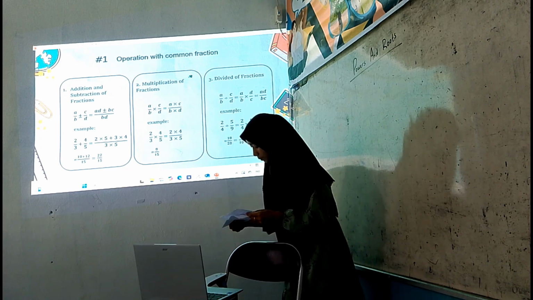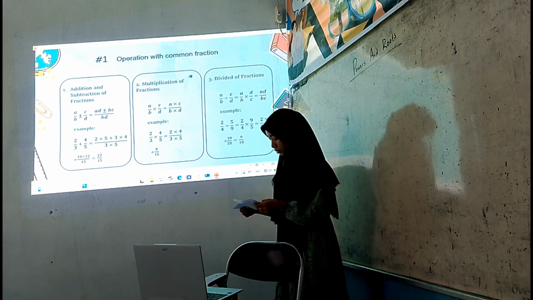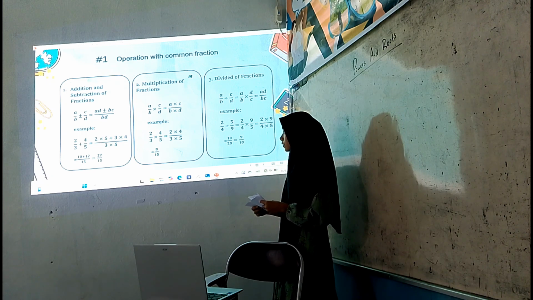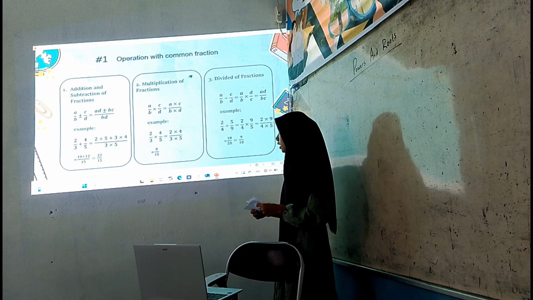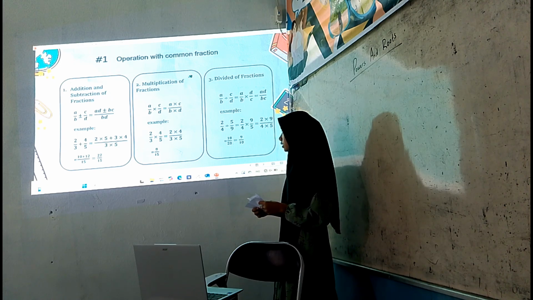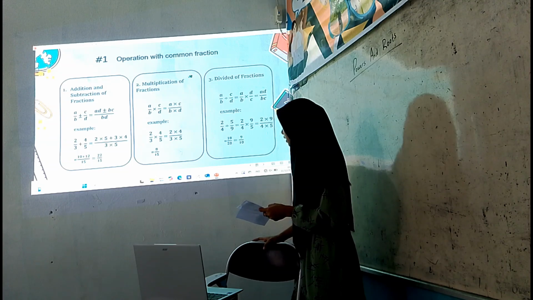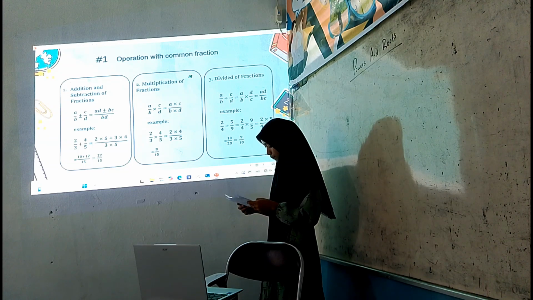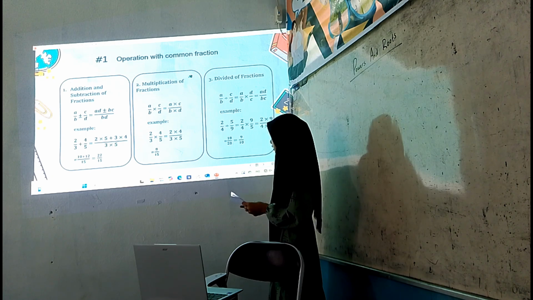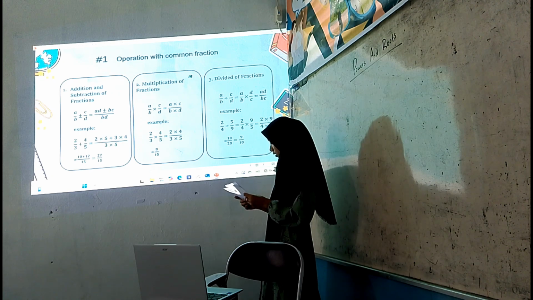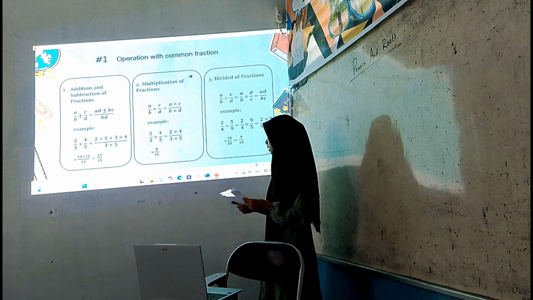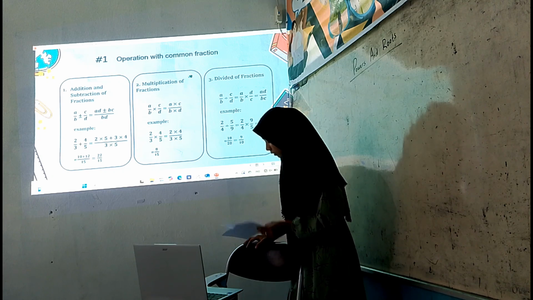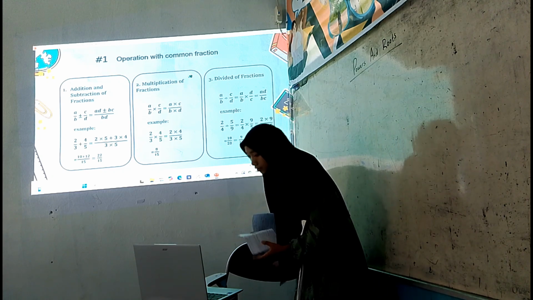The second, multiplication of fraction, with the formula A/B times C/D equals (A times C) over (B times D). Example, 2/3 times 4/5 equals 2 times 4 over 3 times 5, equals 8/15.